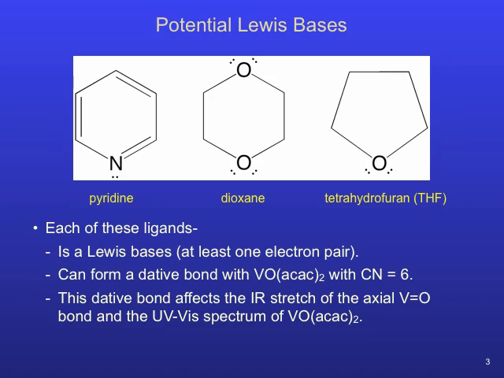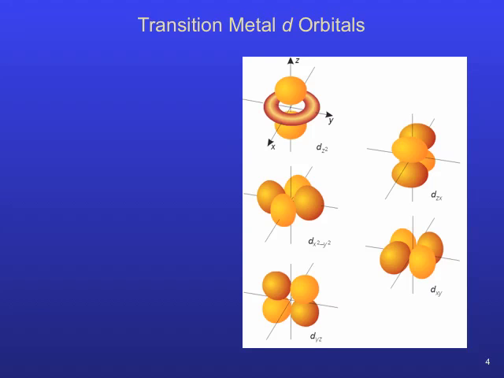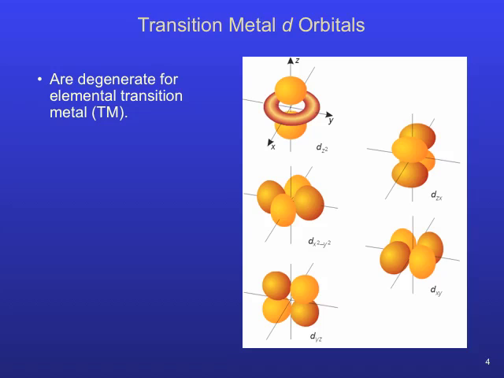The addition of a ligand such as pyridine in the 6th coordinating position affects the IR stretch of the VO axial bond as well as the UV-Vis spectrum of this complex. Both spectra can provide evidence that a monodentate ligand has formed a dative bond in the 6th position of the complex. The d orbitals of a transition metal are degenerate in the absence of any attached ligands.